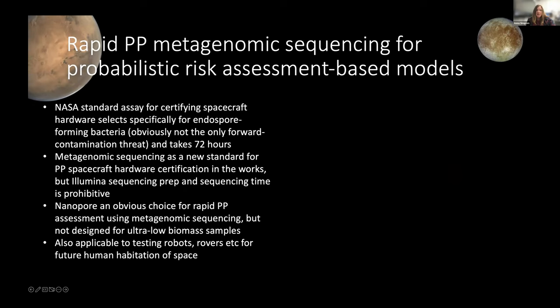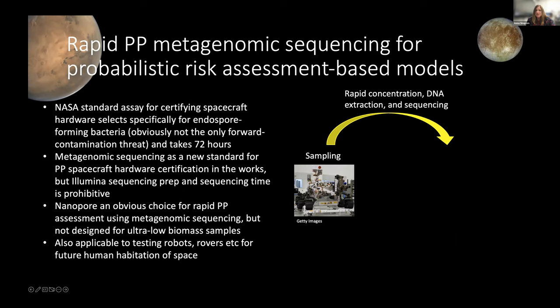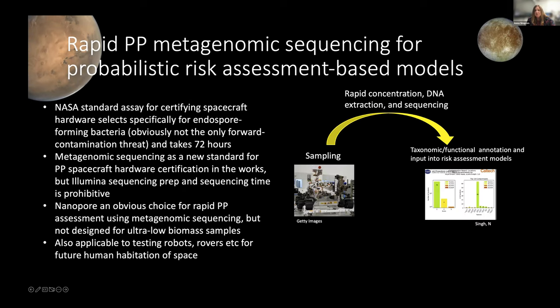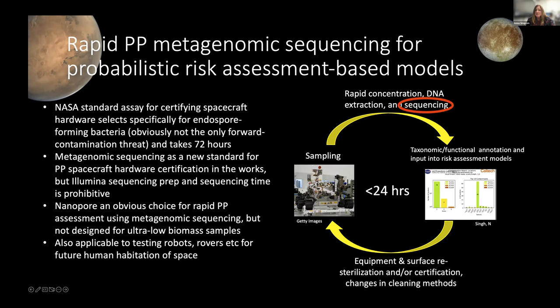So ideally, from both a planetary protection and an engineer's point of view, we would be able to sample, do rapid DNA extraction and sequencing, input the data into a risk assessment model, and within 24 hours or less of sampling, be able to say whether equipment needs to be re-sterilized or whether it can be certified for flight. And if you want commercial spacecraft or spaceflight companies to follow planetary protection standards, whatever you ask them to do has to be easy and it has to be quick or they are not going to do it.